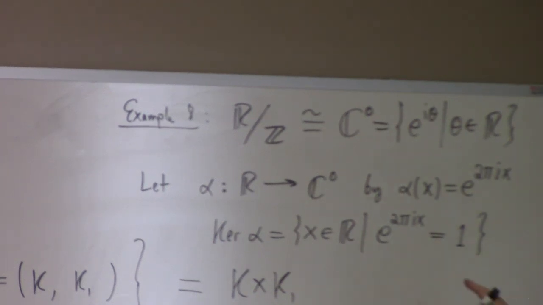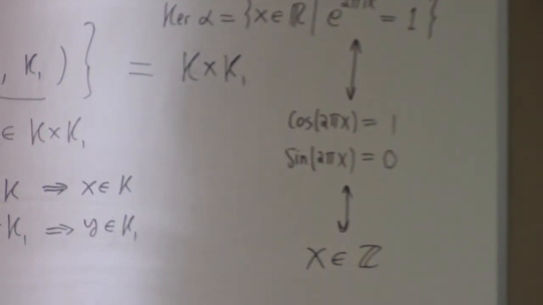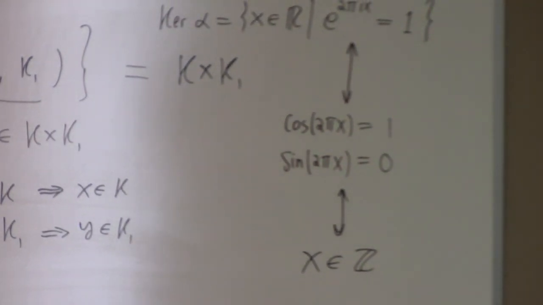If you want me to unwrap this, what this means is the same as saying that cosine of 2 pi x equals 1 and the sine of 2 pi x equals 0. What's the common solution to those two real equations? Yeah, any integer. So that says that the kernel of this map is the integers. Consequently, R mod the integers is isomorphic to C0 because that mapping is onto.